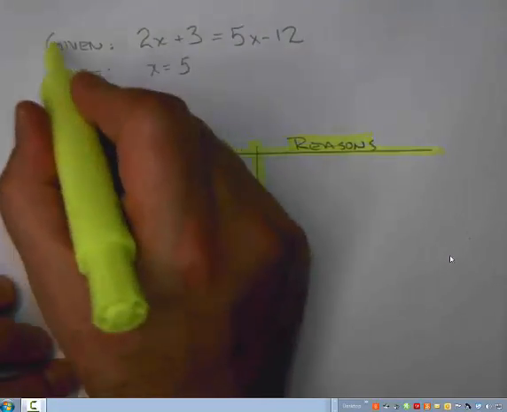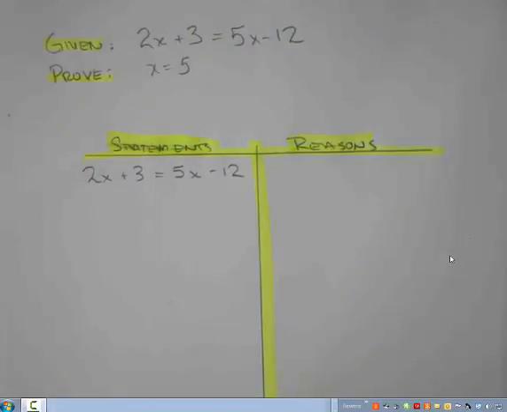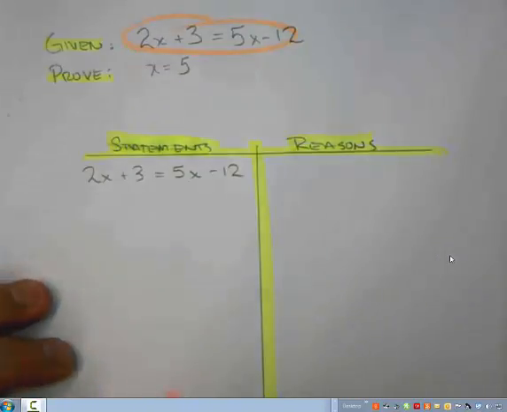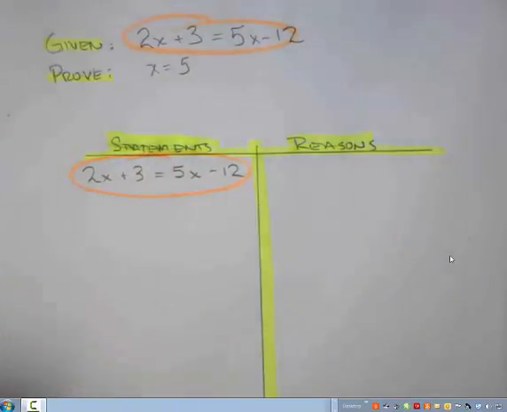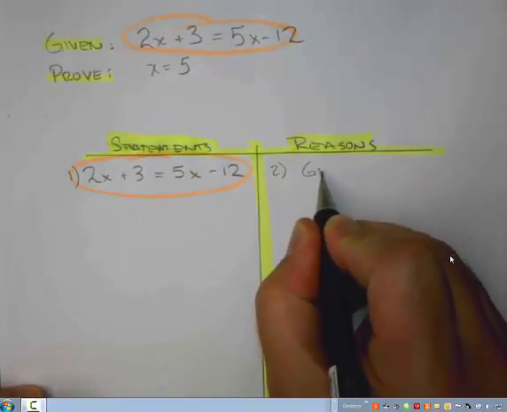We also should be given some information and asked to prove some information. This is the structure of a two-column proof in any environment. Once we get this information, we should be able to take what's given to us. In this case, this algebraic expression, it will always go in the first statement. Our first reason is always going to be given.